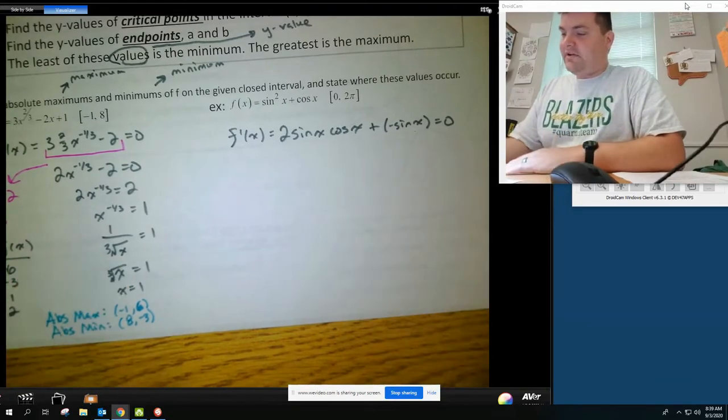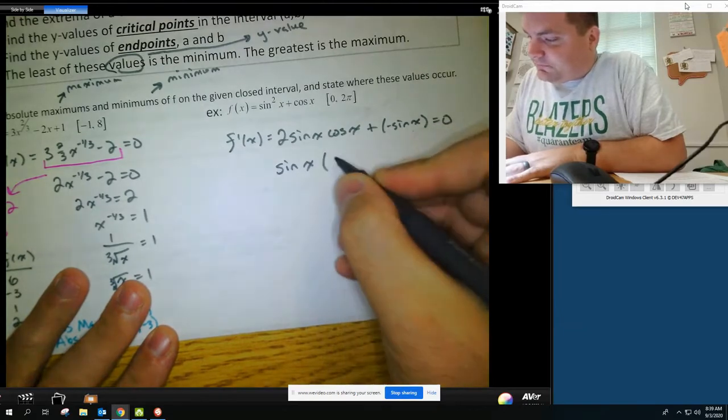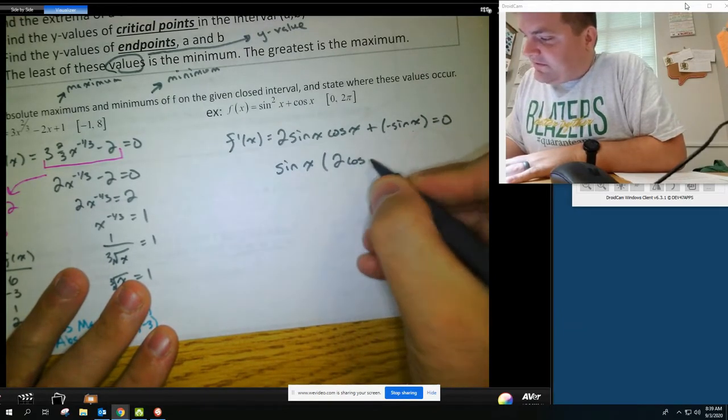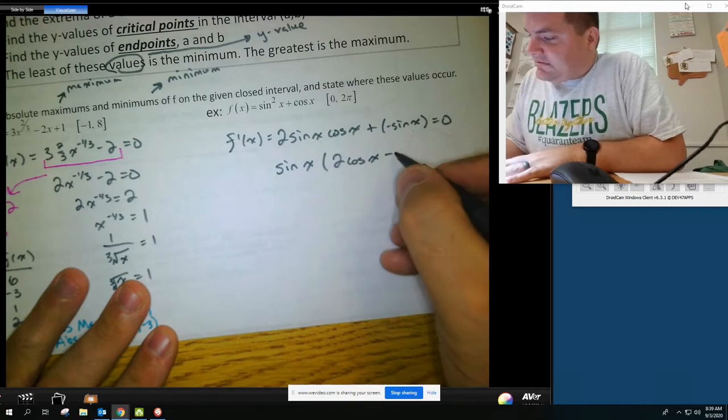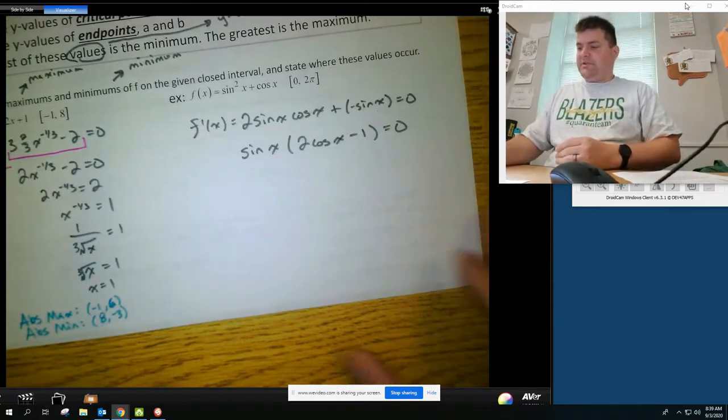There is a GCF here, and that's going to make my life so much easier. I can pull out a sine of x. So I'm left with 2 cosine of x minus 1, and that's going to equal 0.